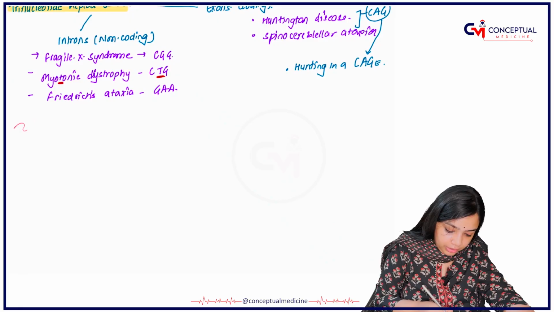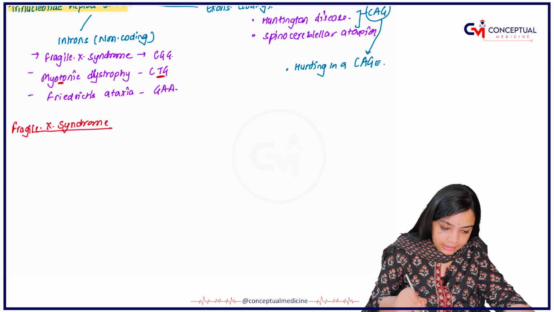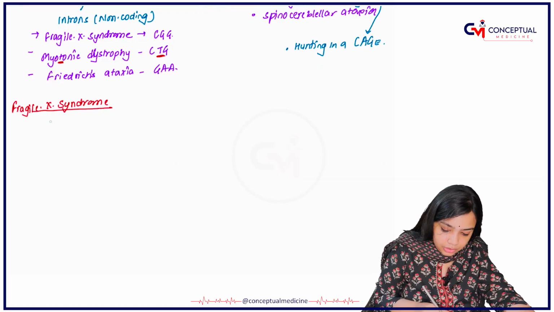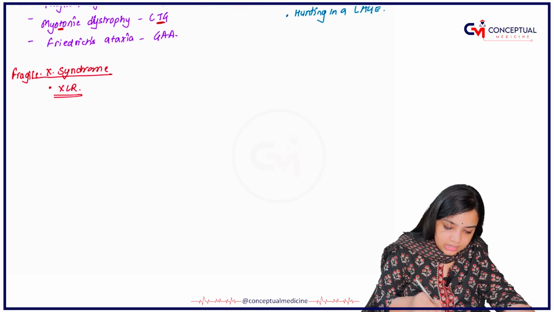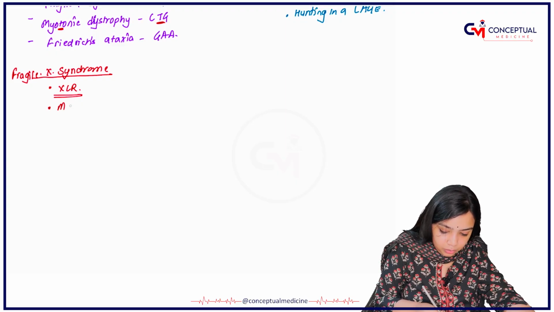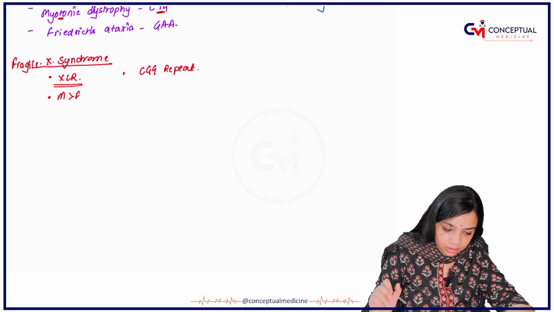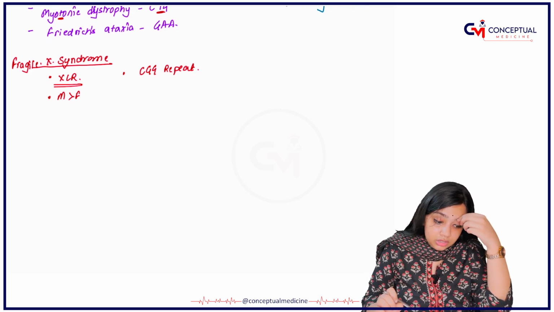First thing first that you have is your Fragile X syndrome. In the Fragile X syndrome, it is basically an X related disorder, the XLR, that is X-linked recessive disorder. It is a trinucleotide disorder. Males are most commonly affected than the females, and the repeat that we have is the CGG repeat.